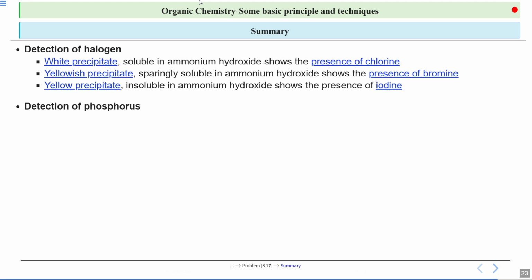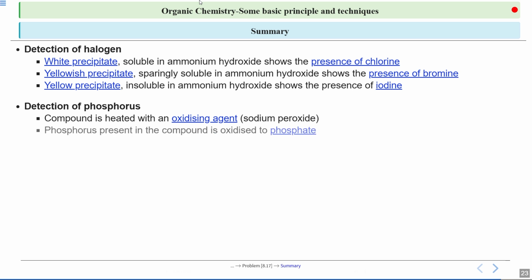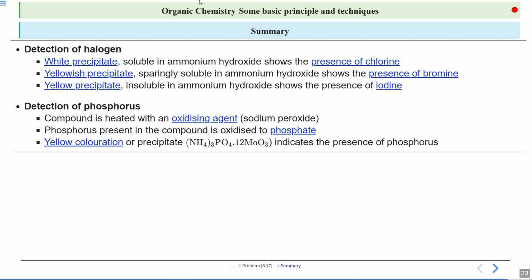Talking about the detection of phosphorus. The compound is first heated with an oxidizing agent, suppose sodium peroxide. This step is crucial because it converts the phosphorus into a detectable form. Then the phosphorus present in the compound is oxidized to phosphate. And finally, the appearance of a yellow coloration or precipitate indicates the presence of phosphorus.